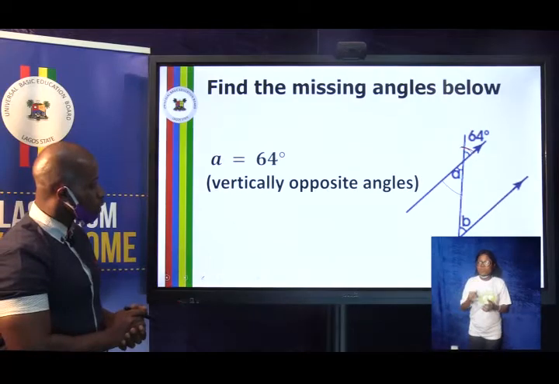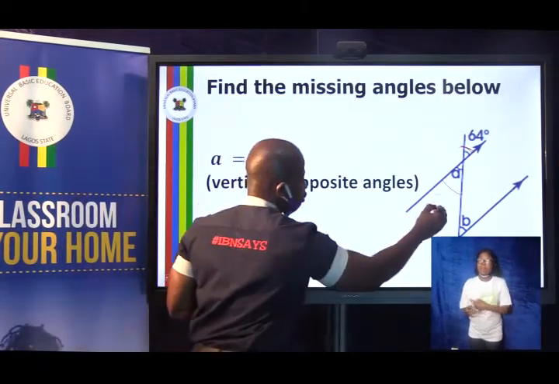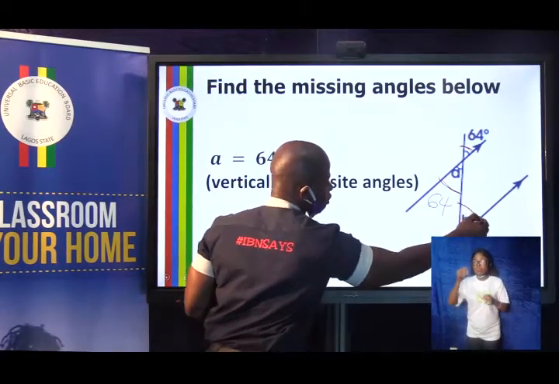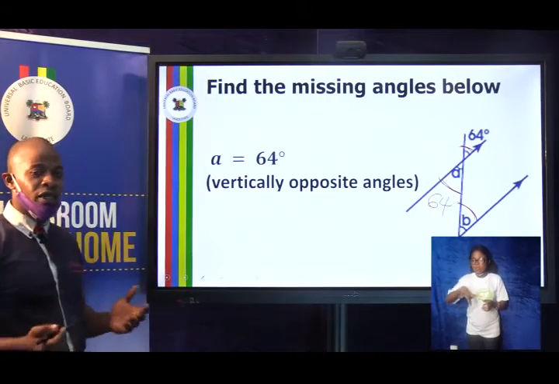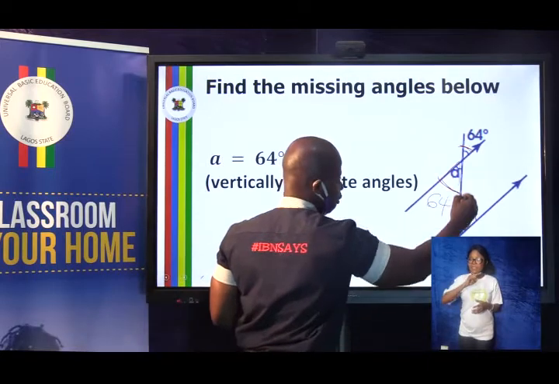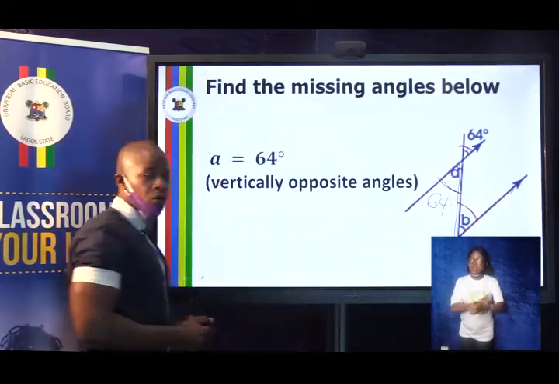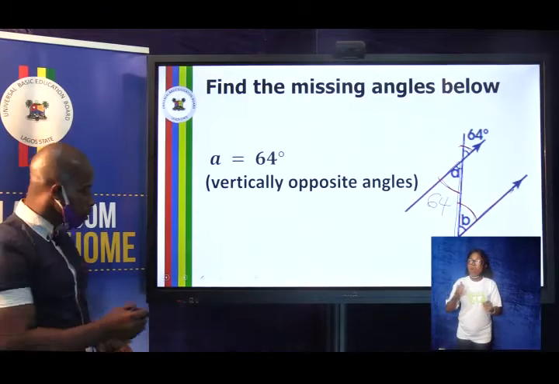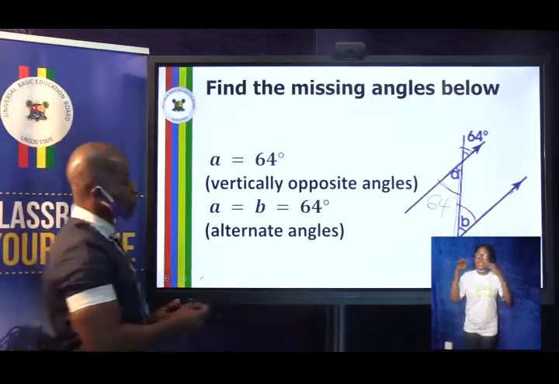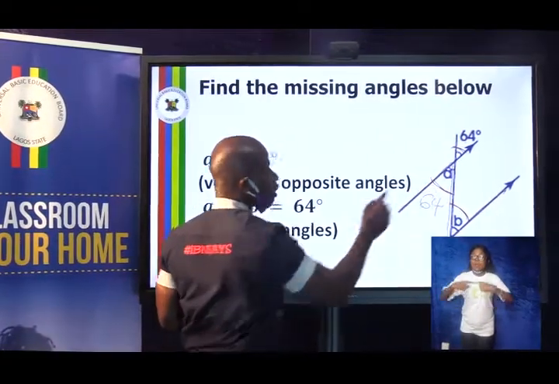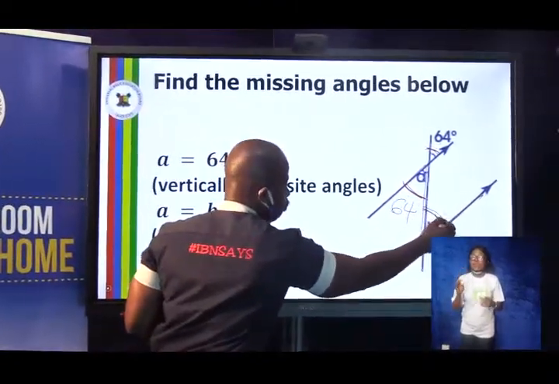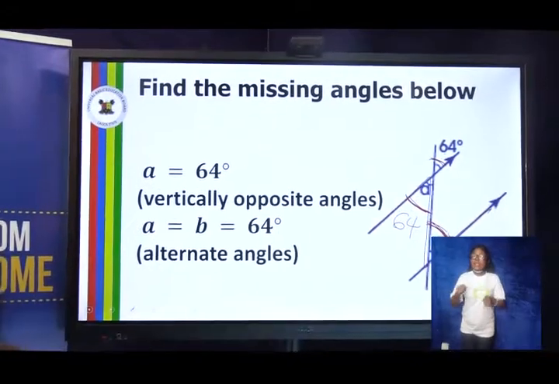So using that knowledge, can we find B? Let me write 64 here. What is the relationship between this angle opening and this one closing? Do you remember? Can you identify the letter involved? I will identify it for you. It's a Z. And angles in the Z elbow are called alternate angles, and alternate angles are always equal. So this is 64 and this is 64 as well, because they are vertically opposite. And if this one is 64, this one will also be 64 because they are alternate angles.